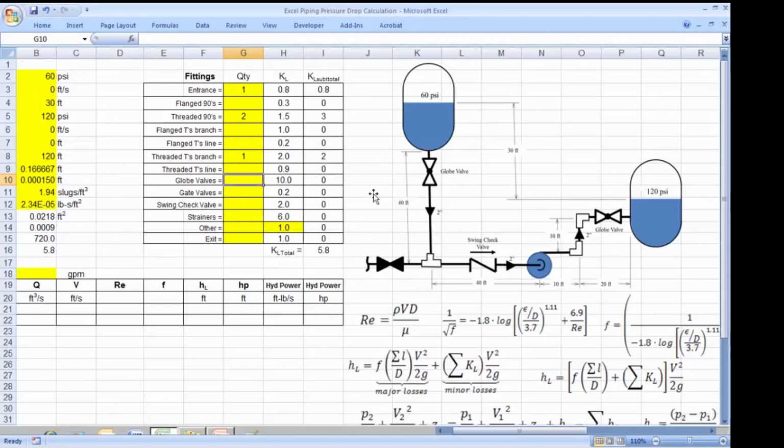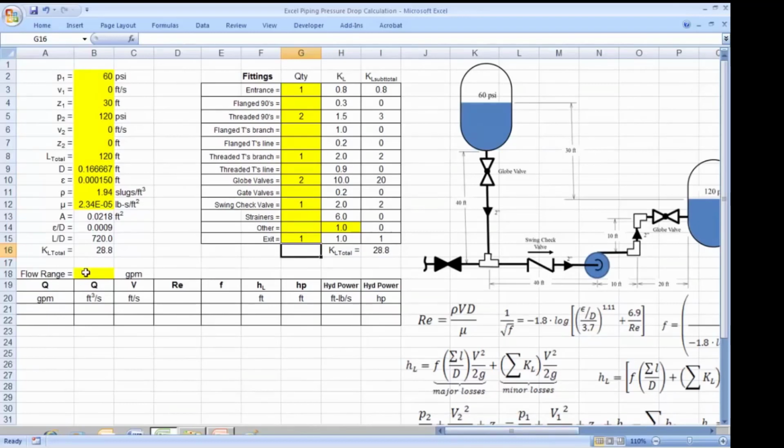We have 2 globe valves. I'll mention that the symbols I'm using are kind of sketchy. There's some disagreement as to what the correct symbols you should use, but I just pick some. Swing check valve, I'm going to have 1. There's no strainers. There's no other miscellaneous stuff, but there is an exit, so I'll have 1 exit. So I get 28.8 as my total K.